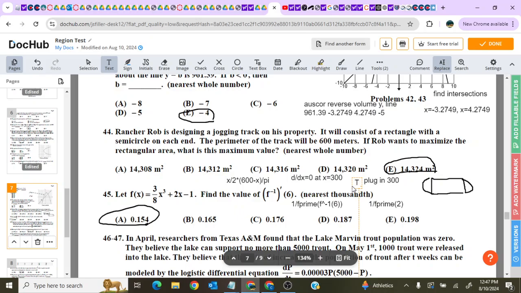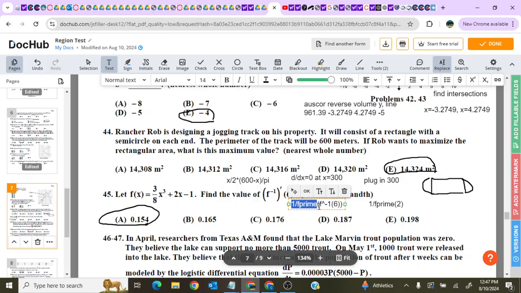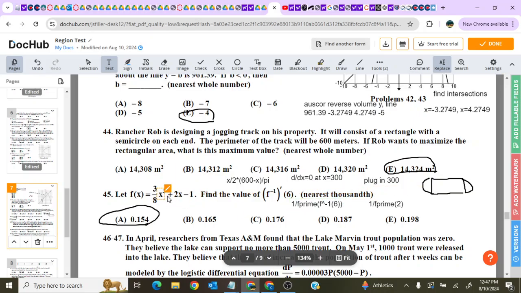45. f of x is equal to 3 over 8 x cubed plus 2x minus 1. Find the value of the derivative of f inverse at 6. The derivative of an inverse function is equal to 1 over f prime of the inverse of your value. So when is this function equal to 6? Well, you find that. I believe it was at x equals 2. And then once you do that, you just do 1 over f prime of 2, and you will get a value of 0.154. Not too bad.